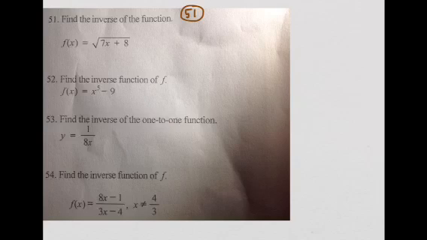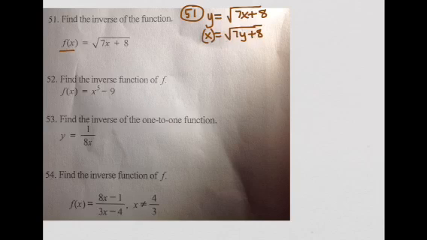So 51, we are finding the inverse of the function. So step number 1, change the f of x to y, replace it. Step 2 is switch the x and the y. And then solve for y. So in order to solve for y, we've got to get the y out of the radical. So what we're going to do is we're going to square both sides.